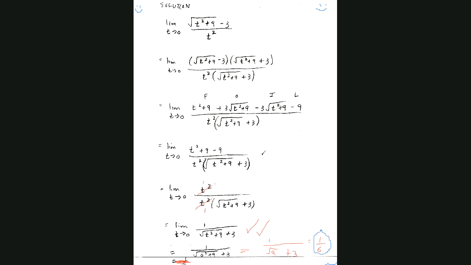Whenever you have a square root plus something, or a square root minus something, or something plus a square root, or something minus a square root, usually what you do is multiply by the conjugate.